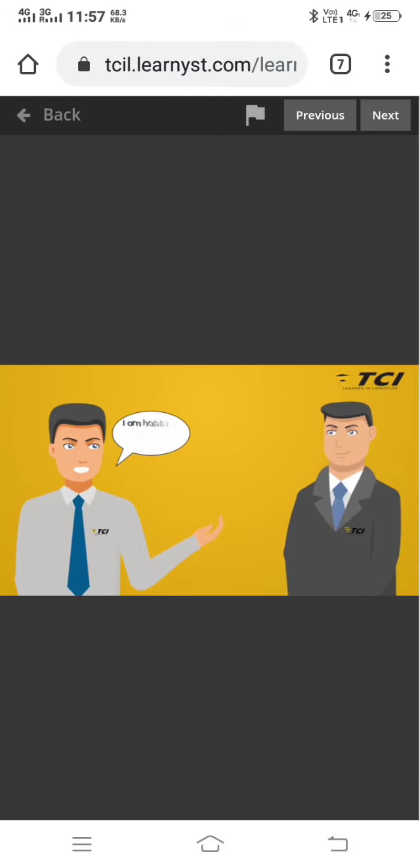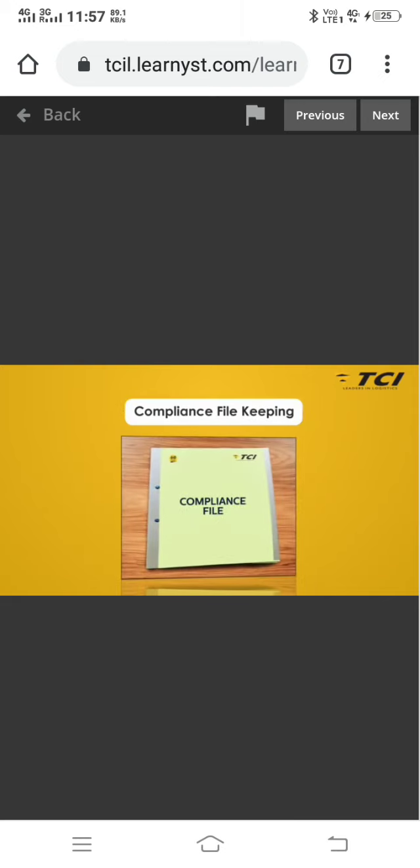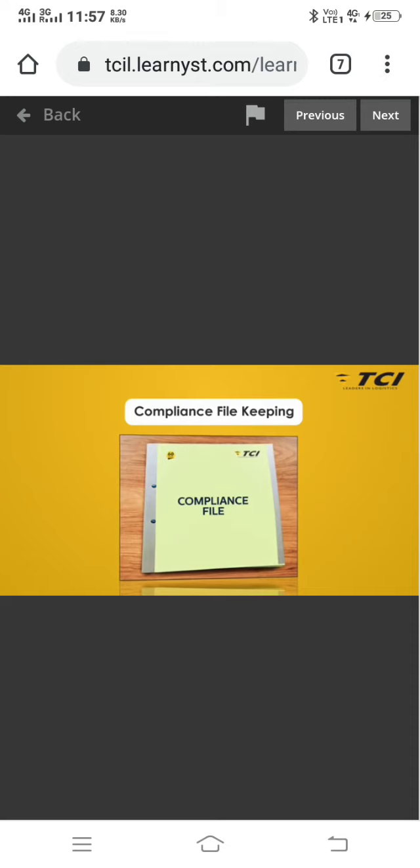I'm happy to have learned so many things today. Hope it was a good learning for you. This completes what all compliance requirements we need to take care of. Last step is how to achieve it. Compliance file keeping. Since now you know how compliance should be done, it is very important to record the same in a file for ready reference.